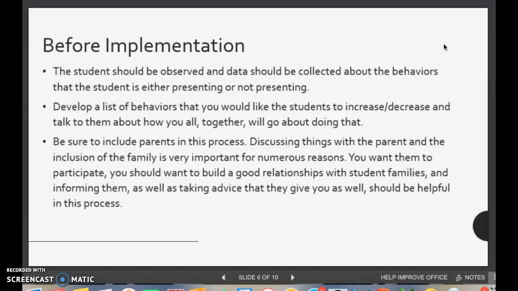Just including parents in any information or any changes that you would like to make with their kid is going to help build a bond between you and the parent, and it's just going to be good communication for you all, and even bounce ideas back and forth off of each other. They know that student really well, and although some parents may not think that their child does anything wrong, a lot of parents are going to be really helpful about things that they see at home, or things that they don't see that you see differently.